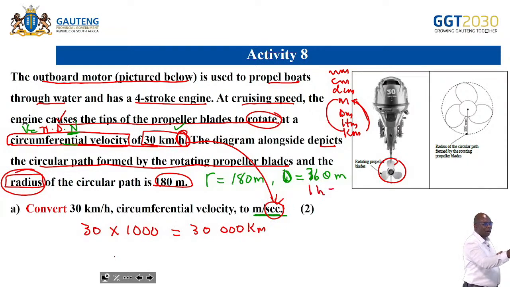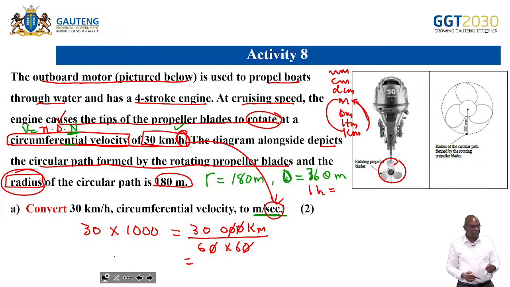I want to change my 1 hour to seconds. So for me to change my hour to minutes, it's 60 minutes, meaning that I'm going to divide it by 60 if I change it to minutes. But for me to change it to seconds, I must also divide it by 60. So meaning that I'm going to have 30,000 divided by 3,600. So if I divide, these zeros will cancel out. Okay, I'll have 300 divided by 6.